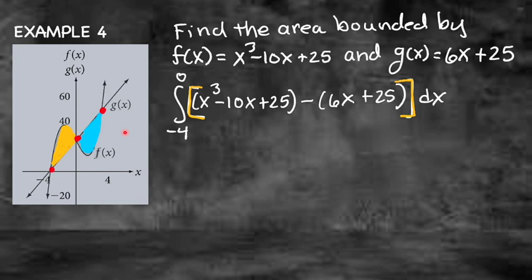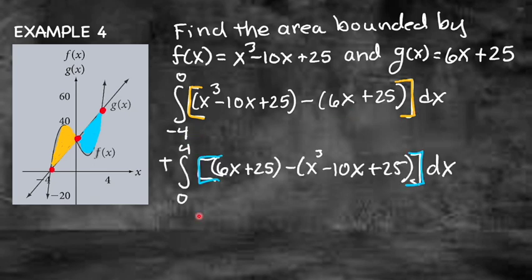So we're going to evaluate the integral from -4 to 0. And I took f of x, that's right here, the cubic, minus the line, because we're on the yellow interval here. Now looking at the blue interval, the line is on top. So that's why we're creating a different integral for this area. So for the blue area, we're going to evaluate that from 0 to 4. And now on this interval, the line is on top, so the line is going to come first. So here's g of x minus f of x.